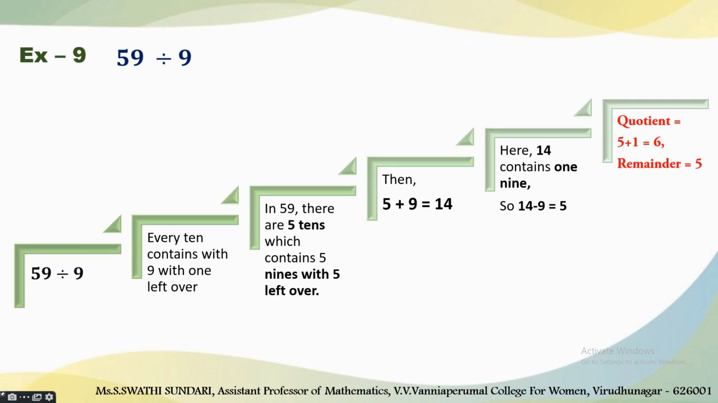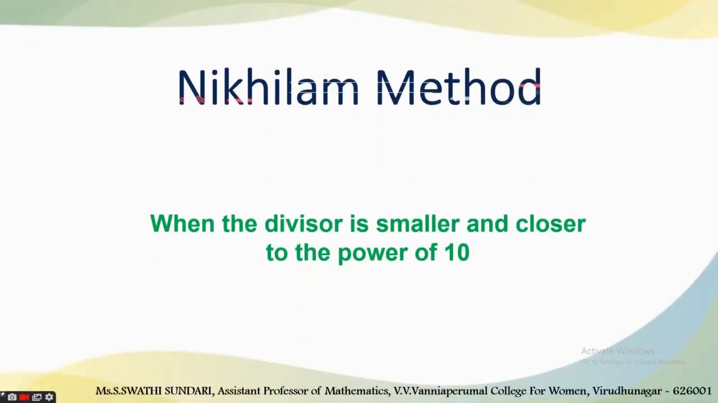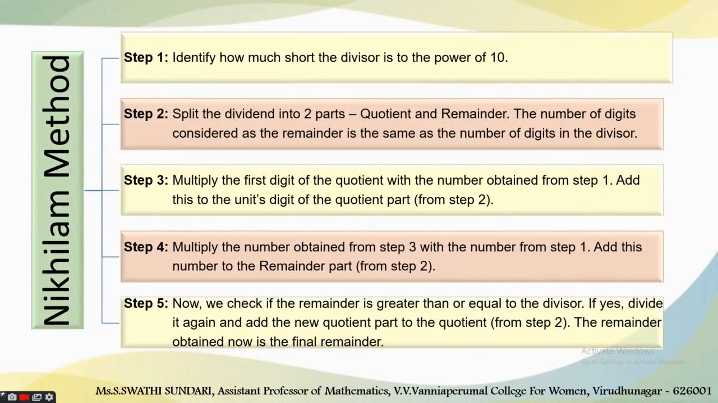And now we're going to discuss the specific Vedic method technique for division, which is the Nikilam method. This specific method is used only when the divisor is smaller and closer to a power of 10. And the steps involved in the Nikilam method are: Step 1, identify how much short the divisor is of the power of 10. In step 2, split the dividend into two parts, that are quotient and remainder. The number of digits considered as the remainder is the same as the number of digits in the divisor.